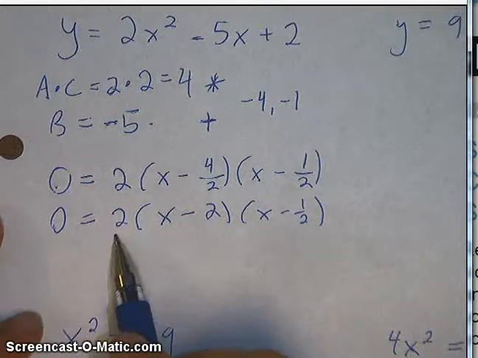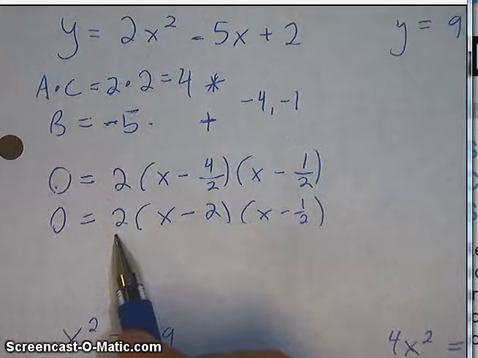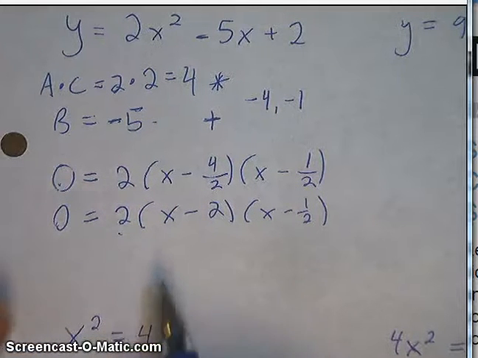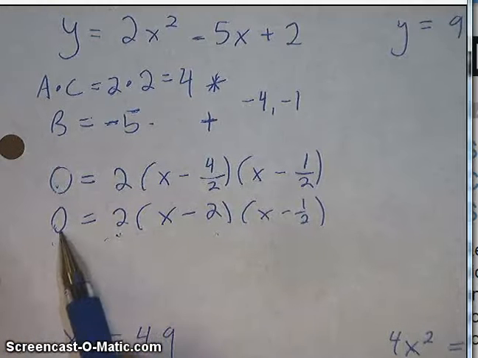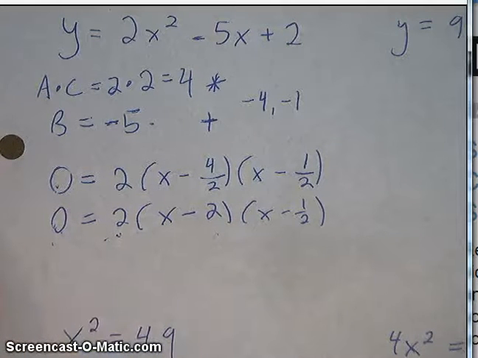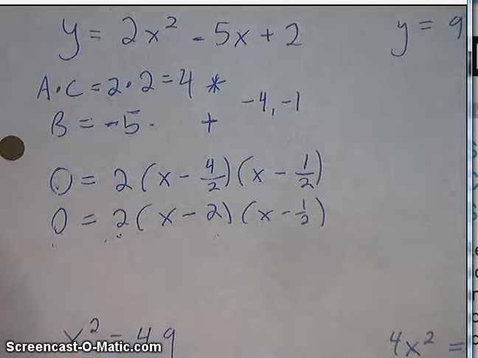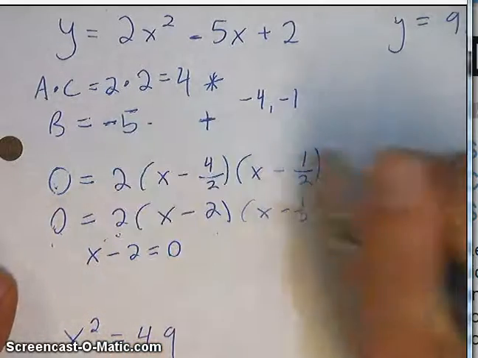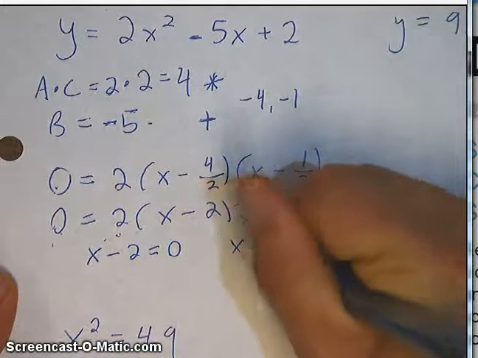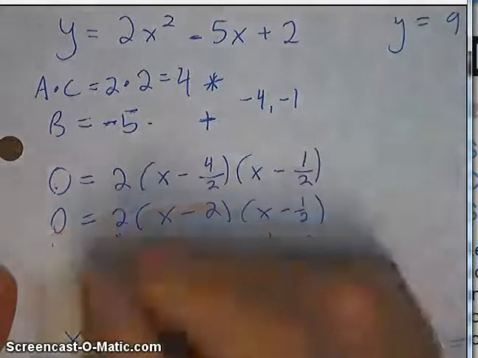I'm going to ignore that 2, simply because setting 2 equal to 0 doesn't make any sense. But another way to think about it is if you divided both sides by 2, that would disappear, and that 0 wouldn't change, because 0 divided by anything is still 0. But I'm going to take my two factors, x minus 2, set it equal to 0, and x minus 1 half, set it equal to 0.